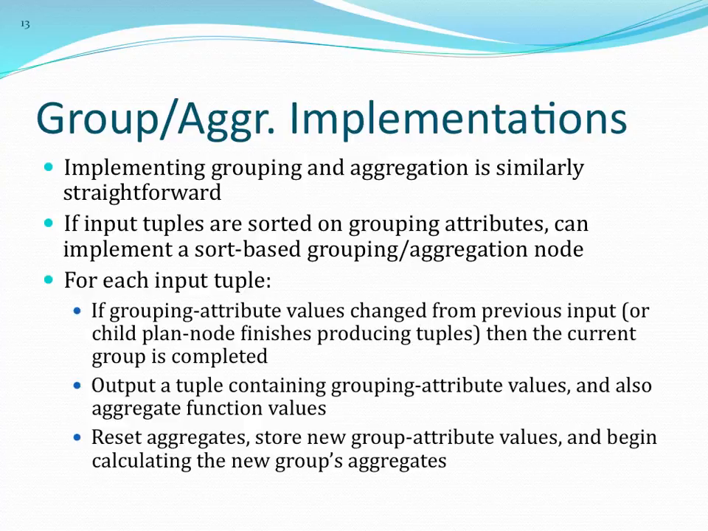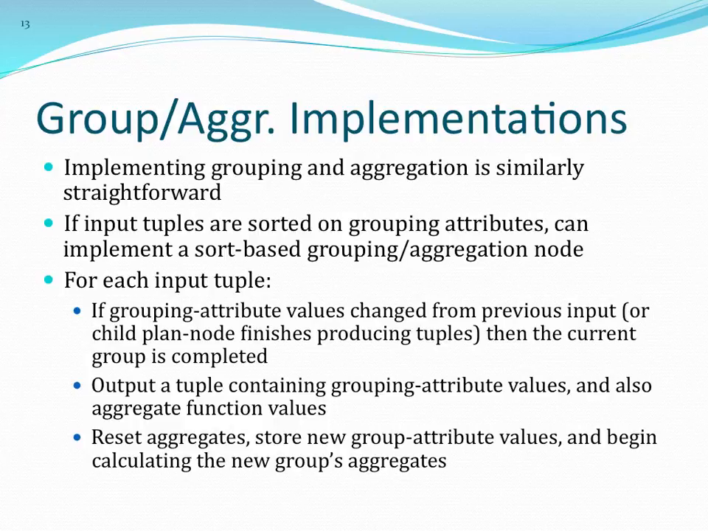So this is just a description. For each input tuple, you compute the grouping attribute values. If they no longer match the existing group that you're considering, then the group is completed, and you generate an output. Anyway, you output a tuple with the current group's values and the aggregates you've computed, and then you start a new group. But if the grouping attribute values haven't changed, then you just go ahead and incorporate the tuple's values into the aggregates you're computing.